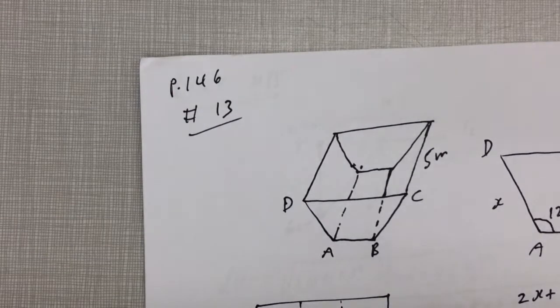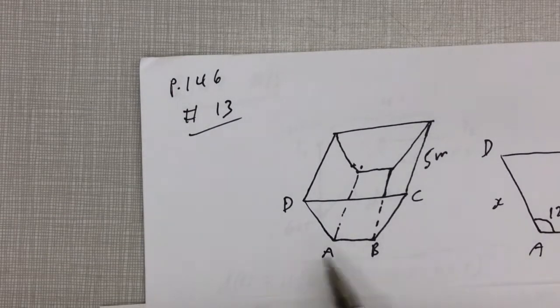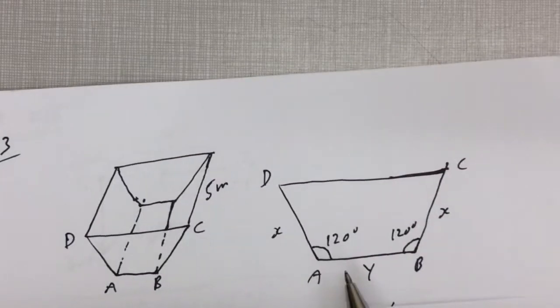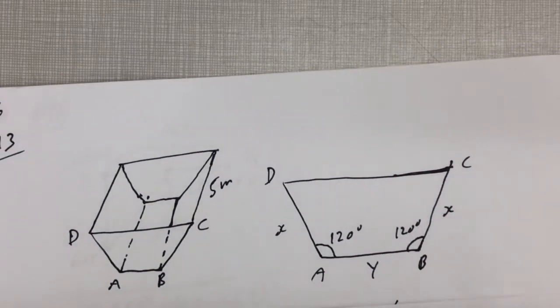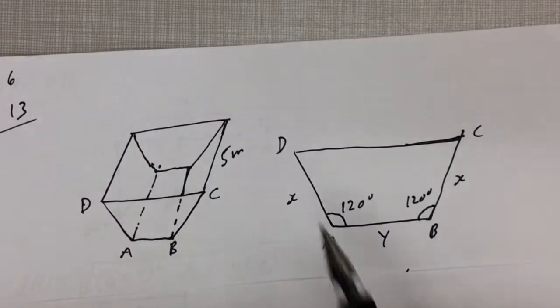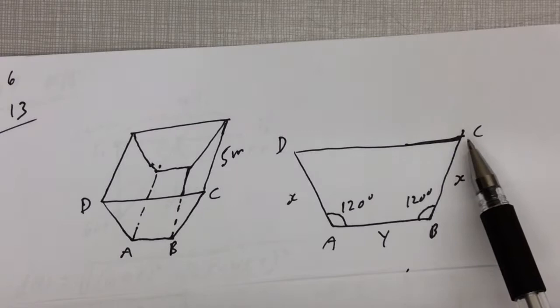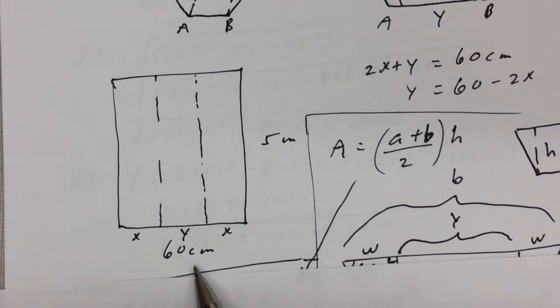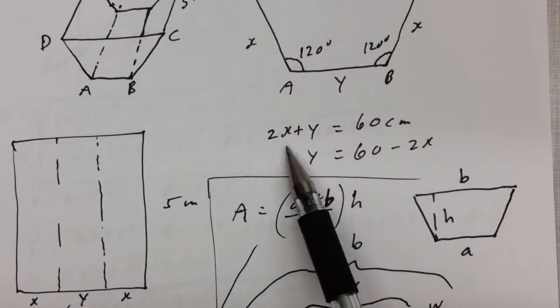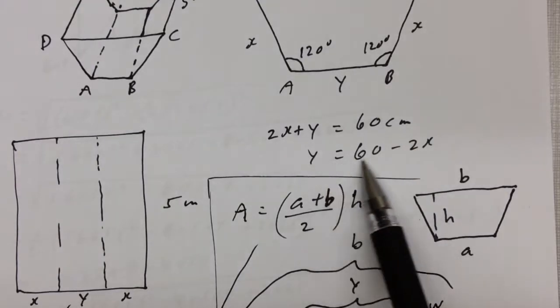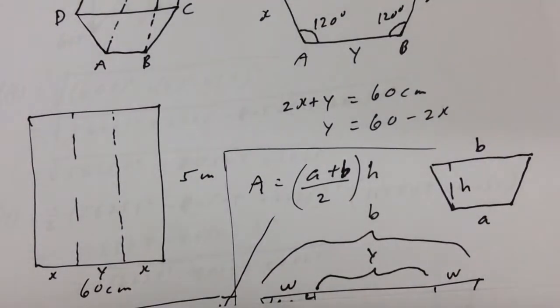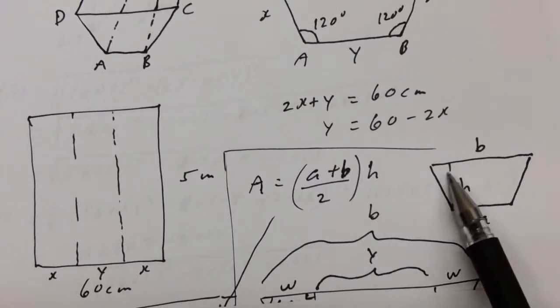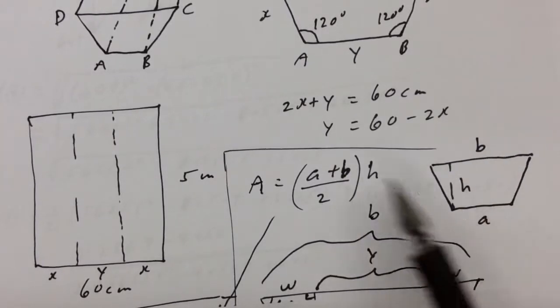So to do that, we drew the trapezoid here. Okay, so 120 degrees. And we've got one constraint: x plus y plus x is going to be 60 centimeters. So 2x plus y equals 60 centimeters, so y equals 60 minus 2x. And the area of a trapezoid is a plus b, the average of those two, times the height. So a plus b divided by 2, times the height.